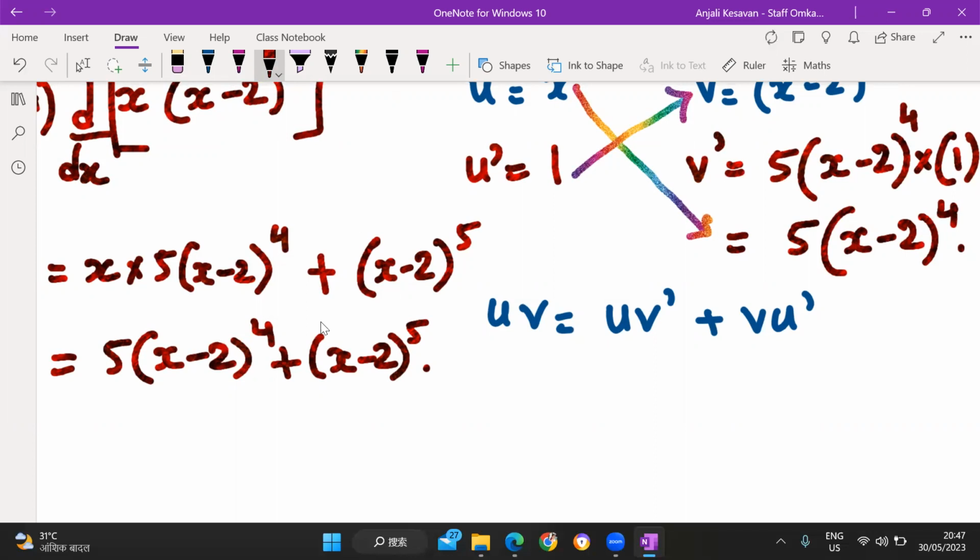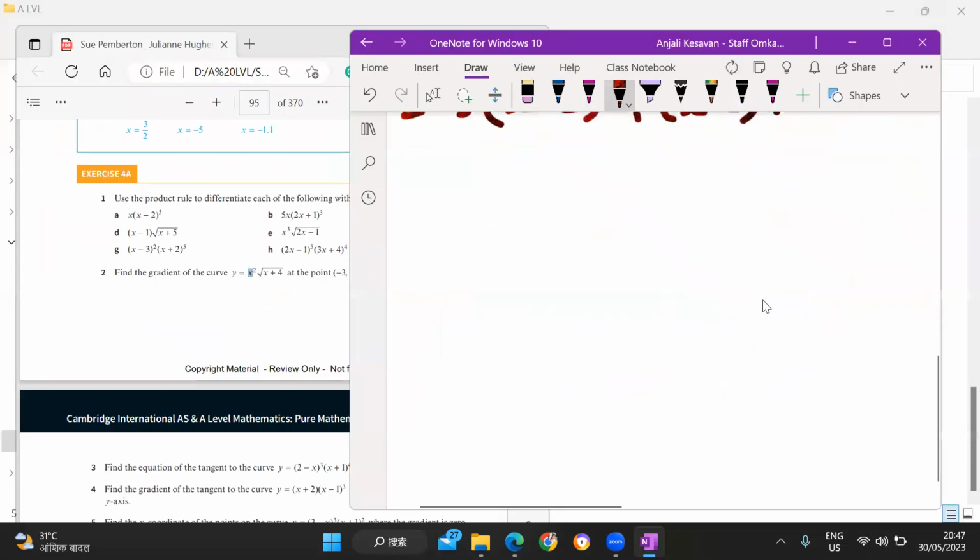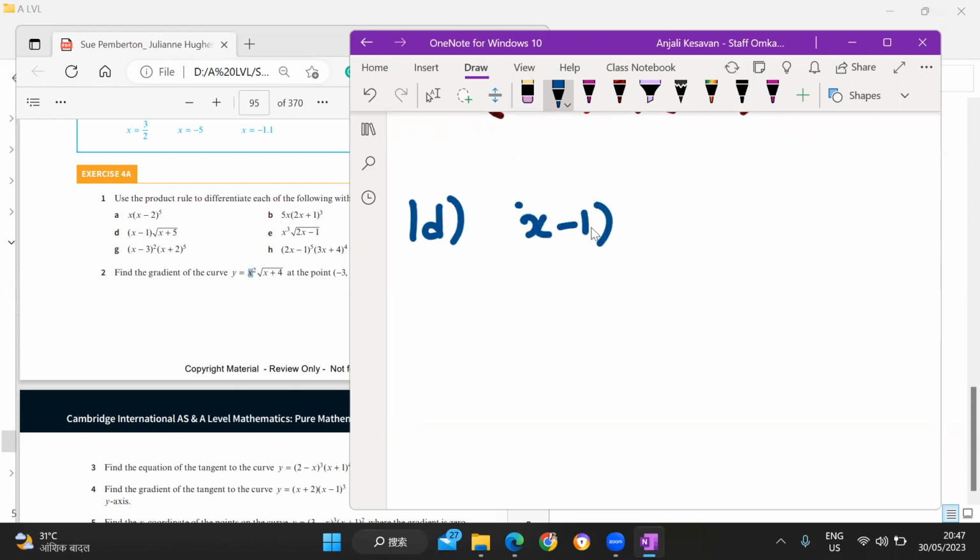Let's take another example. Let's take this one, 1D. So you have to differentiate x minus 1. You see it's multiplied by the second expression. What is the second expression? x plus 5 raised to half, because the square root of x can be written as x raised to half. So you know you have differentiation for powers or exponents. So you need to differentiate this.